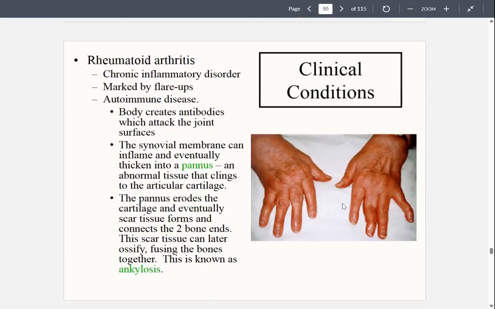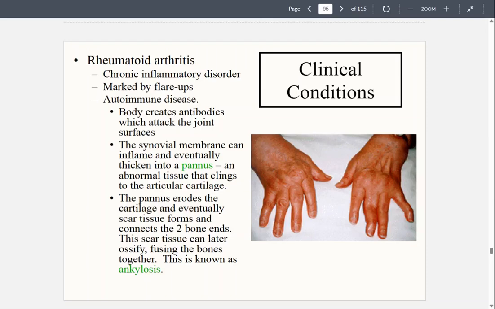Another type of arthritis is rheumatoid arthritis. Rheumatoid arthritis is a chronic autoimmune inflammatory condition. It's typically marked by flare-ups. You'll go time frames where it's not really bothering you, and then all of a sudden it will get really bad.